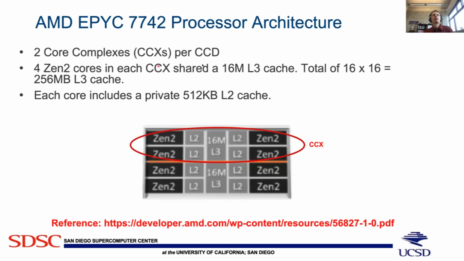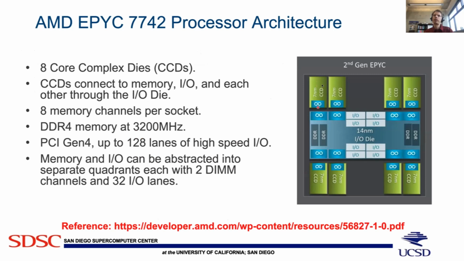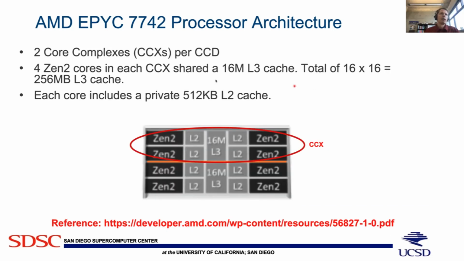Now, each of those CCDs has 2 core complexes. So there are 4 Zen 2 cores in each CCX, right? As you can count here, there's 1 compute core, 2 compute cores, 3 compute cores, 4 compute cores. And so this is the entire CCD here. If you go back, it's one of those dies on the chip.